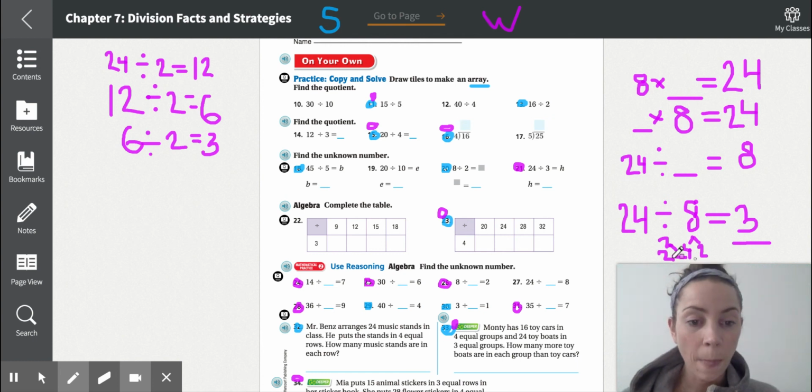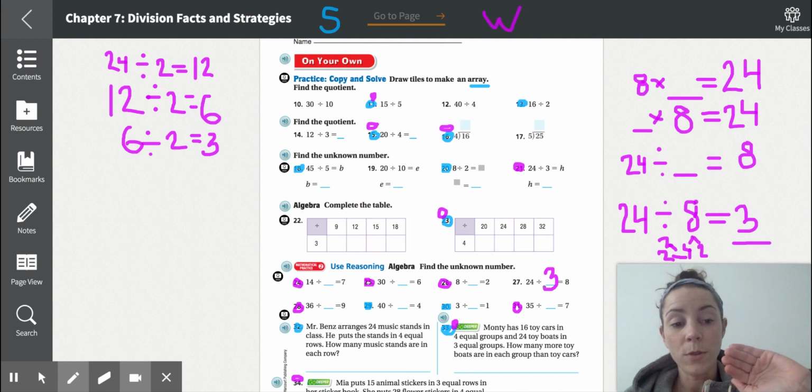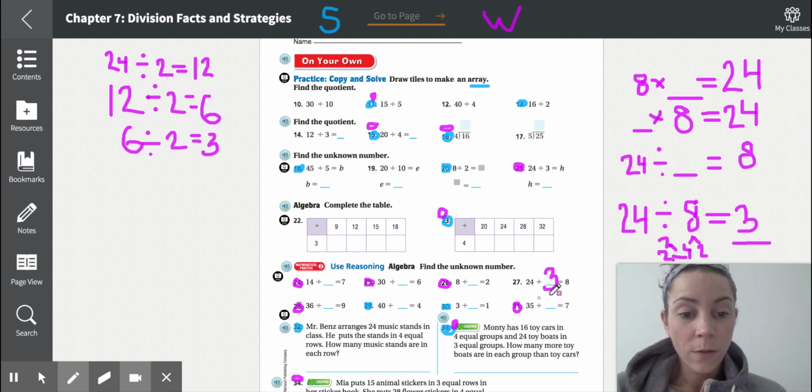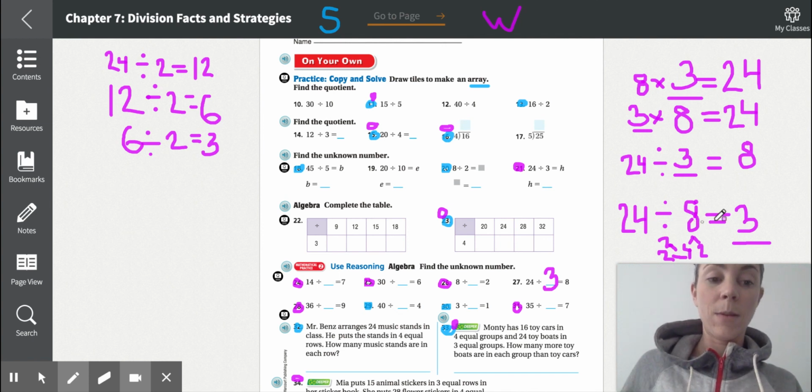Okay, so these ones are more of a challenge. There's more thinking involved of how to flip it around so you can figure out what that missing number is by maybe using multiplication facts instead. So 24 divided by 3 equals 8. Like I could now go in and fill in all of these missing numbers, right? And it makes sense now. 8 times 3 is 24. 3 times 8 is 24. 24 divided by 3 is 8. And 24 divided by 8 is 3.